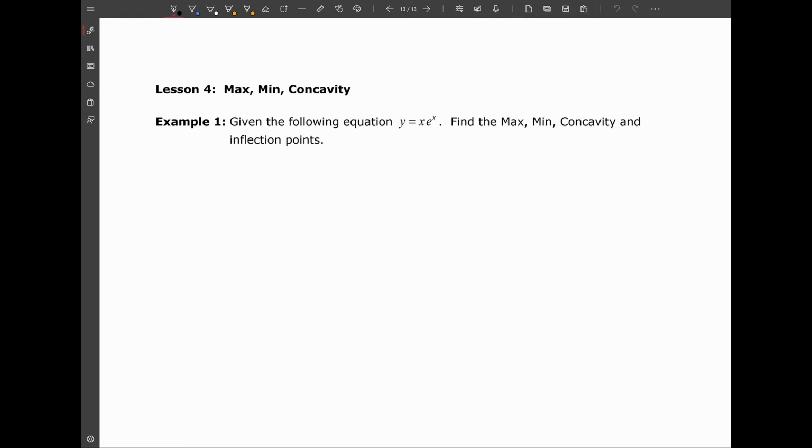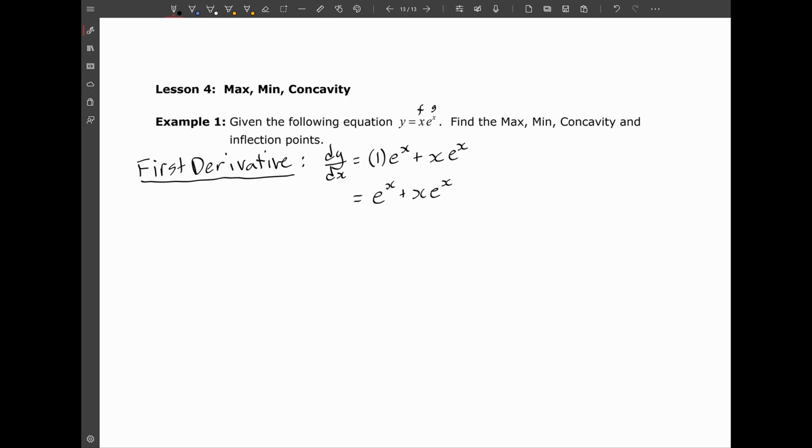So we're going to start by finding the first derivative so that we can do our max and min and our intervals of increase and decrease. So our first derivative is going to be dy dx is equal to, so we're going to be using product rule here. So we've got our f and our g. So the derivative of f is just 1, the derivative of x is 1, times e to the x, plus x times the derivative of e to the x, which is just e to the x. Man, that one's nice. And so we get our dy dx is e to the x plus x e to the x. Okay, that was actually pretty simple.